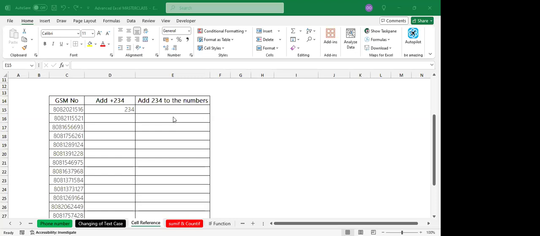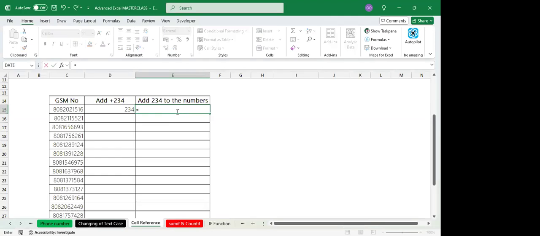All right, let me share my screen. This is what's going to happen. Already we know that this is joining, so you can use any of the joining techniques, whether ampersand, concatenate, or what have you. I'm going to use CONCATENATE.